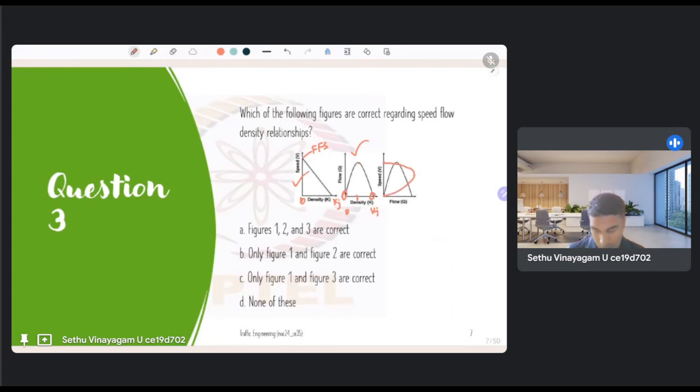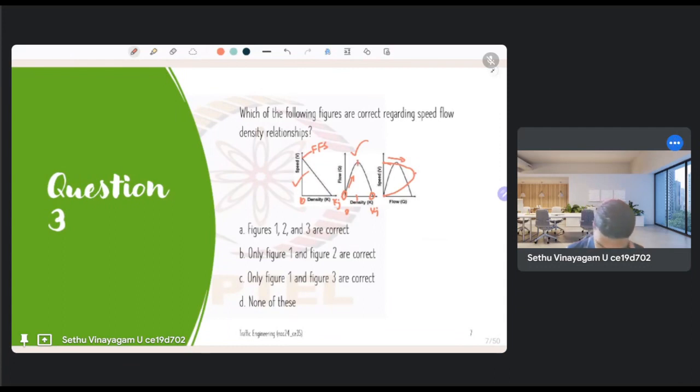As flow increases, what happens? Density will also increase initially from 0. As density increases, what happens? Your speed will come down. So from here, the speed will start coming down with increase in density, and maximum flow is here. That corresponds to the critical point here.